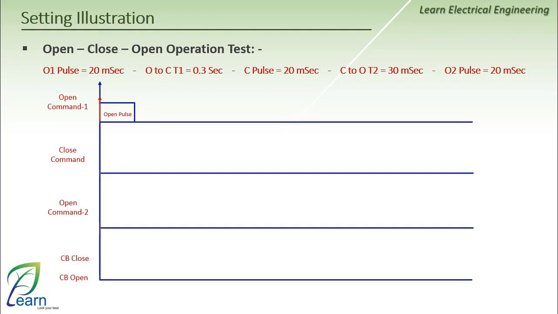The duration of this pulse does not necessarily have to equal the open time of the circuit breaker, but it must be sufficient for the trip coil to pick up and release the spring responsible for opening the circuit breaker. I will set this duration to 20 milliseconds. The opening time of the circuit breaker will be from the moment of the pulse until the moment the circuit breaker opens. So when will the close command be issued?